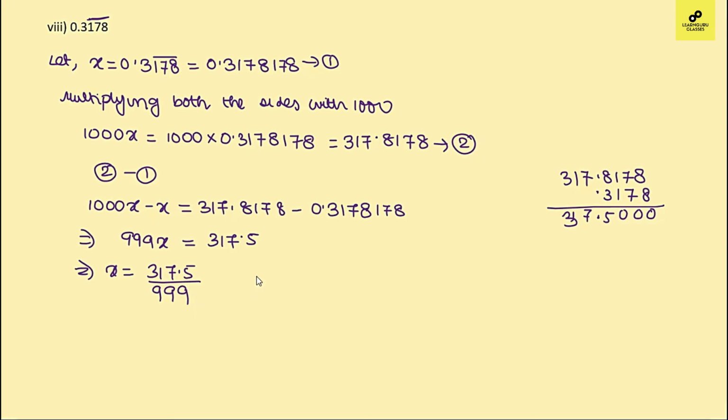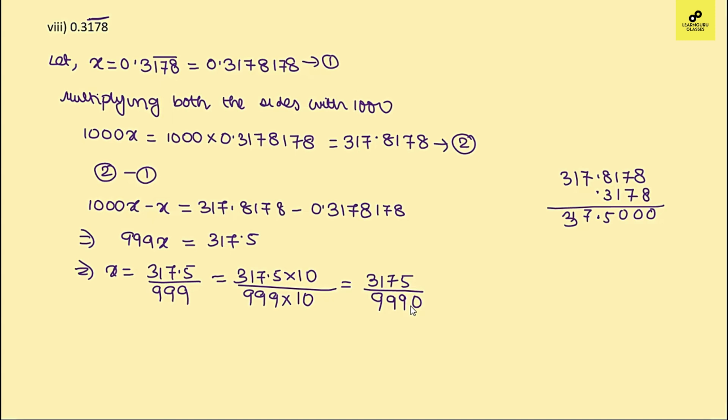Now though this expression has become free of the recurring decimal part, still there is a decimal associated with the number. So to get rid of the decimal and to get the number in the form of p by q, what you will do? Since only one digit is after the decimal, we will multiply both the numerator and the denominator with 10. So what are you getting? 3175 divided by 9990. Okay.